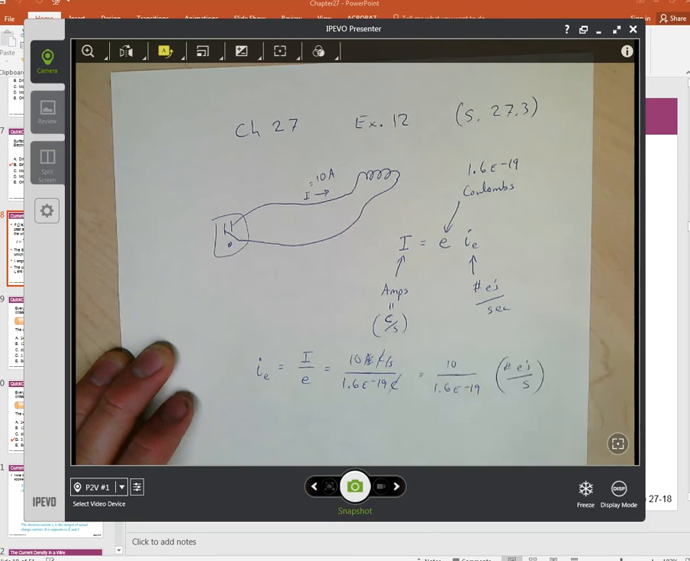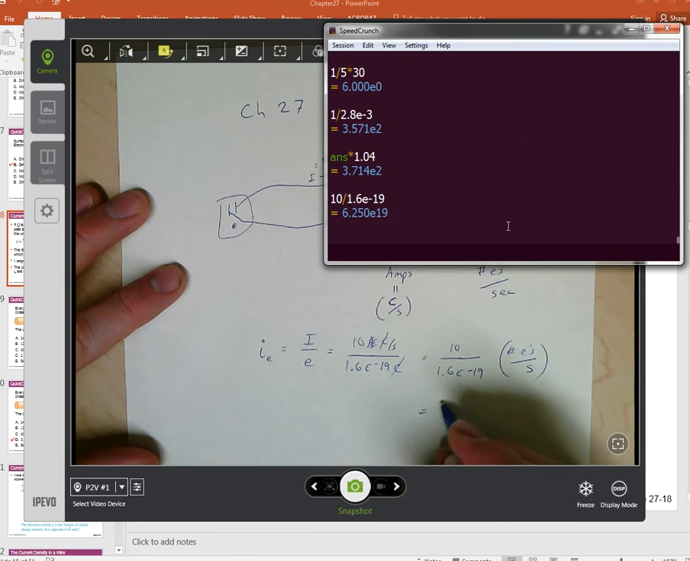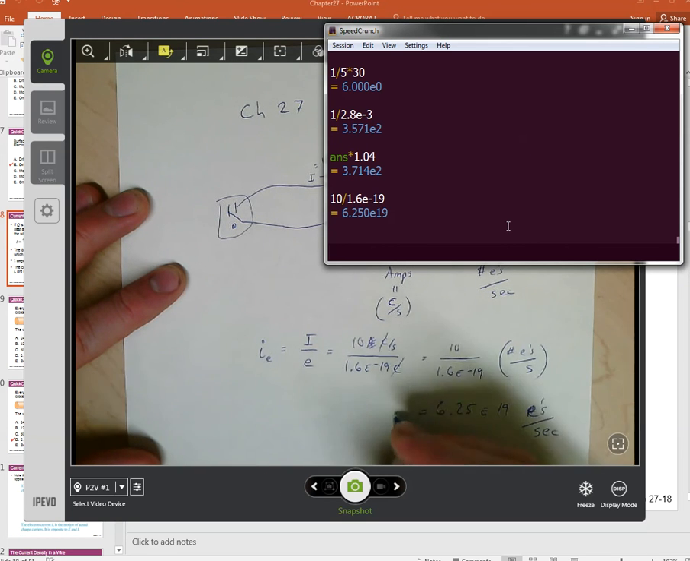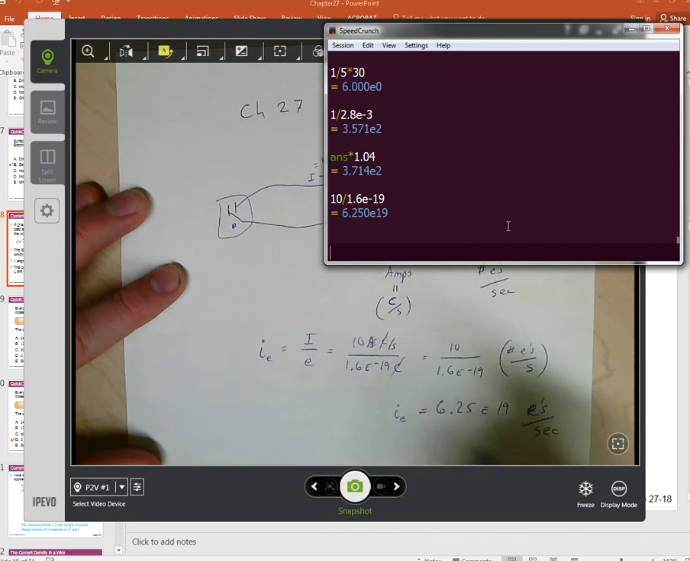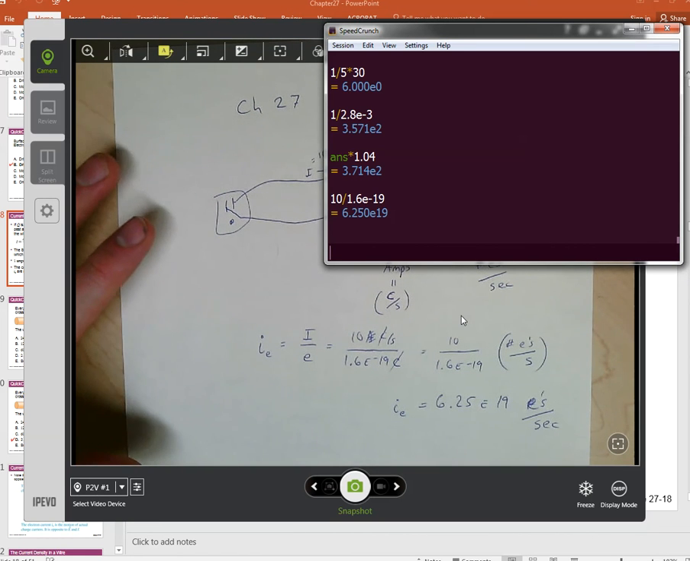Looks like I'm going to need a calculator for this one. If I do 10 divided by 1.6 e minus 19, I get 6.25 times 10 to the 19. That many electrons per second. This is my electron rate of flow. By the way, if you like this calculator, it's called SpeedCrunch, and it's available freely online.